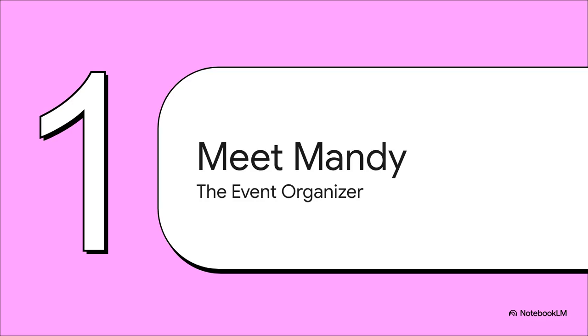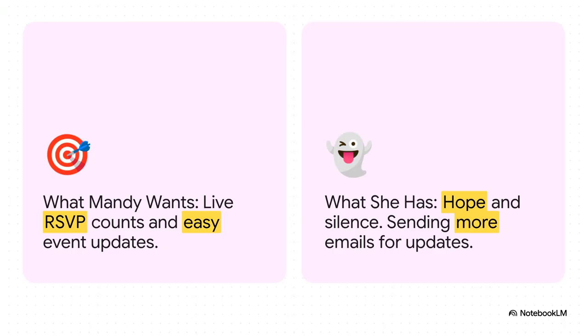So to really see how we can fix this, let's follow someone named Mandy. Now, Mandy's a great event organizer, but she is constantly fighting this email black hole. She's just so tired of the guesswork that comes with every single campaign she sends out. And this really just highlights that huge gap between what she wants and what she's got.